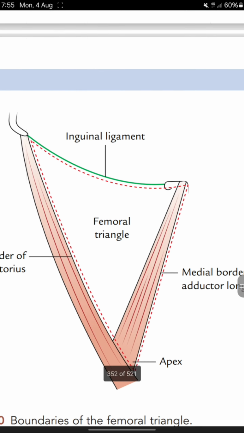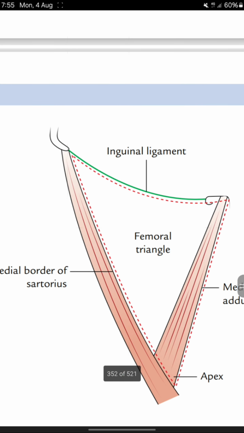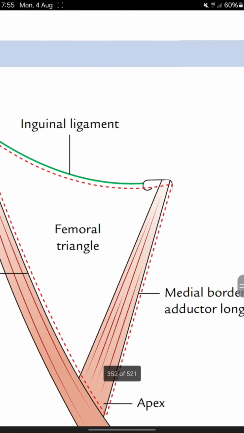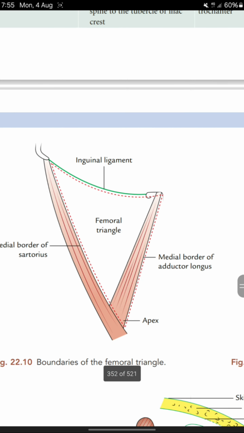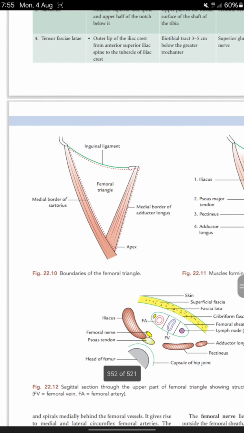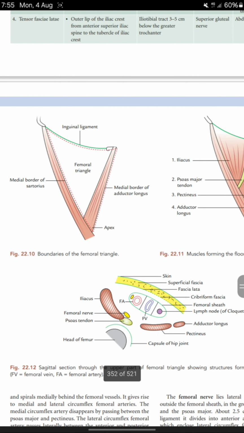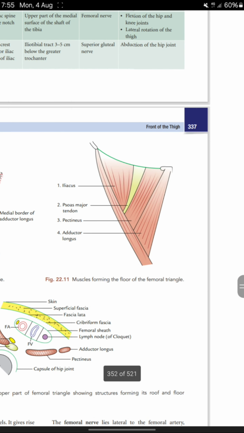You know the inguinal ligament and its attachments. This is ASIS. This is pubic tubercle. So we have done the boundaries. Now talking about the floor of the femoral triangle.